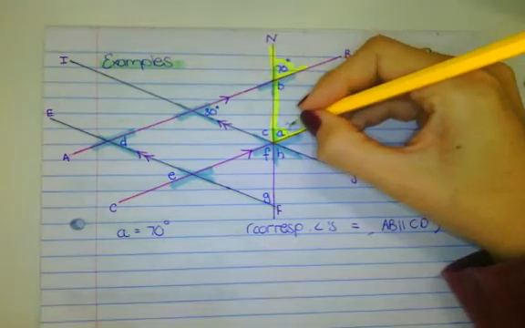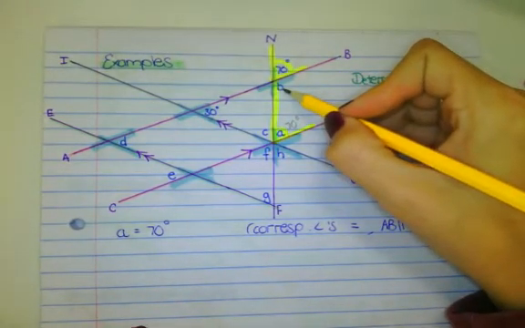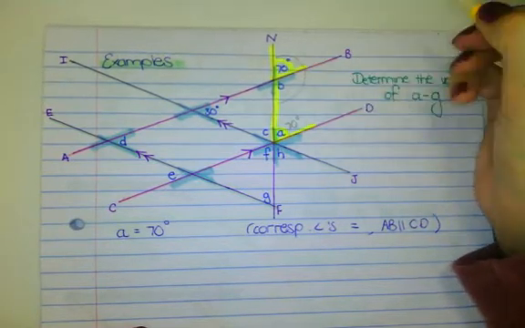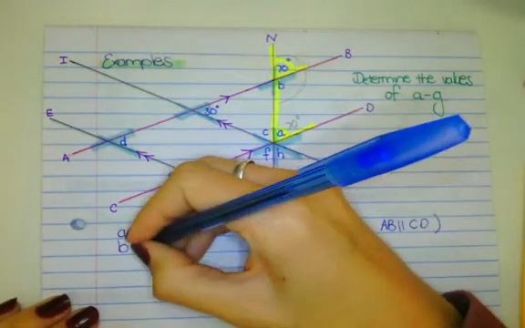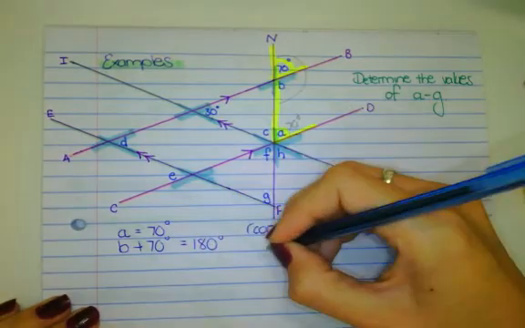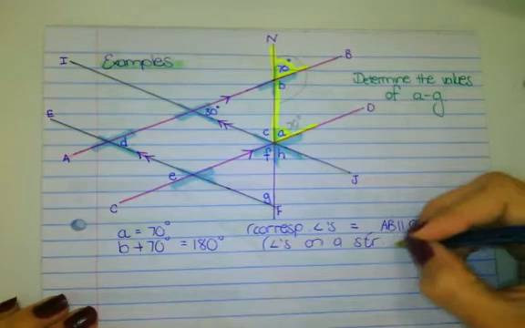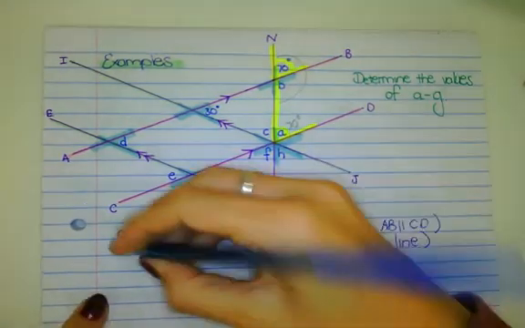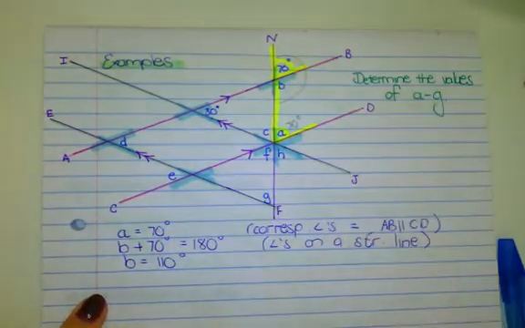I like to go ahead and fill in my information. So that's 70 degrees. Next up is B. That's this one, and it's nice and easy. We can see it's on a straight line with 70. So B plus 70 degrees must give me 180 because I have angles on a straight line. Hop my 70 over and subtract, which means that B must be 110 degrees.